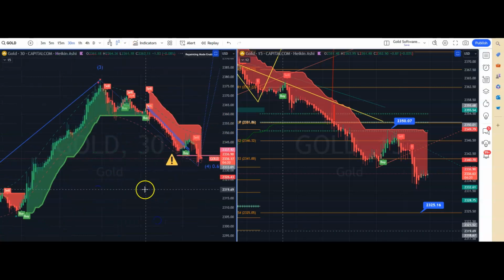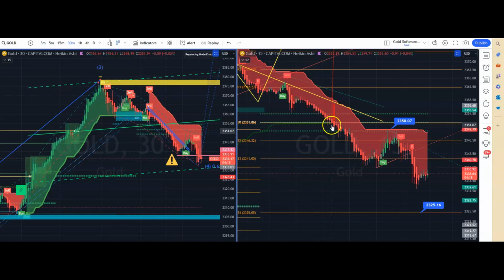I'm just changing a few bits here, make it a little bit more pretty. That's fine. Okay, so this is the gold software. And then I'm going to jump into the price action charts where we can talk about sniper trades, if that's your kind of thing.